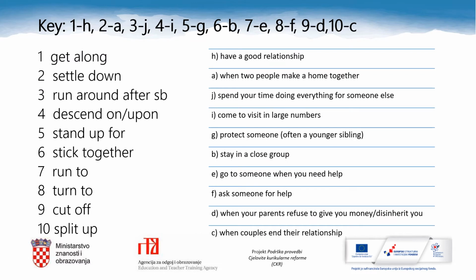Let's check. 1. Get along. H. Have a good relationship. 2. Settle down. A. When 2 people make a home together. 3. Run around after somebody. J. Spend your time doing everything for someone else. 4. Descend on or descend upon. I. Come to visit in large numbers. 5. Stand up for. G.